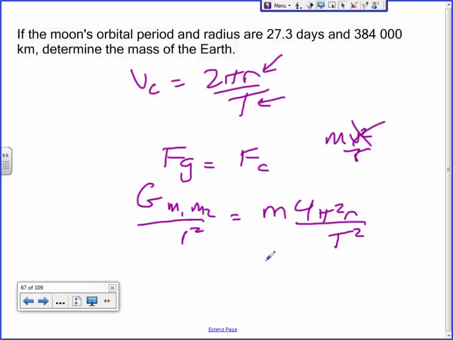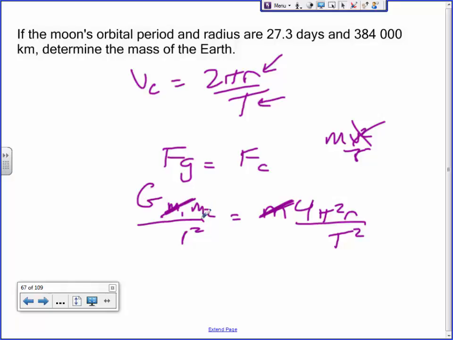I don't actually have the mass of the moon. I don't need it though, do I? Because this is one of your masses, and that cancels the mass of the moon. Isn't that clever? So what's left? Capital G. Do we know that? Yep. M2, that's the mass of the Earth. That's the one we want.